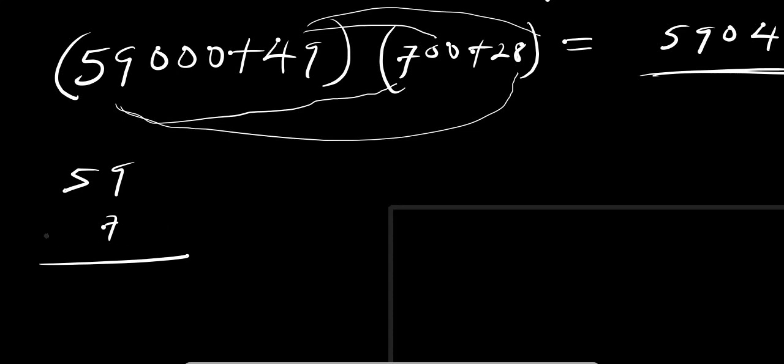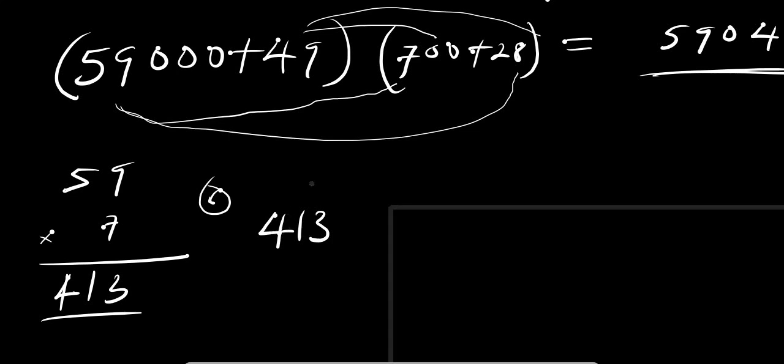So 59 times 7. So this is it, 7 times 9 is 63, we have 3 and carry over 6. 7 times 5, that is 35, 35 plus 6 is 41, so you have 413. Now that means we are going to have 413.